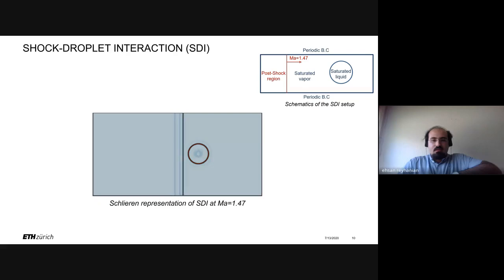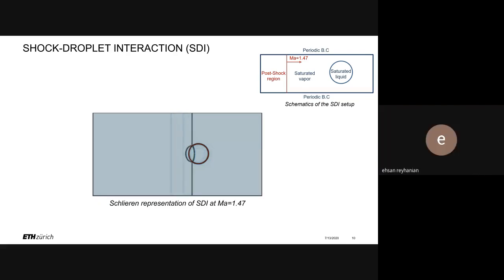Now, as for the final test case, I present the shock-droplet interaction. The setup consists of a planar shock wave with a Mach number of 1.47 propagating into a saturated vapor, where there is a two-dimensional droplet. Now, a two-dimensional droplet can be realized as a water column in practice.